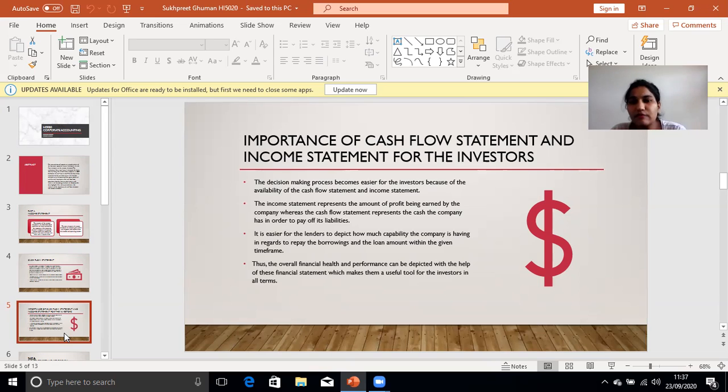It is easier for the lenders to depict how much capability the company has to repay the borrowings and the loan amount within the given time frame. Thus, the overall financial health and performance can be depicted with the help of these financial statements, which makes them a useful tool for the investors in all terms.